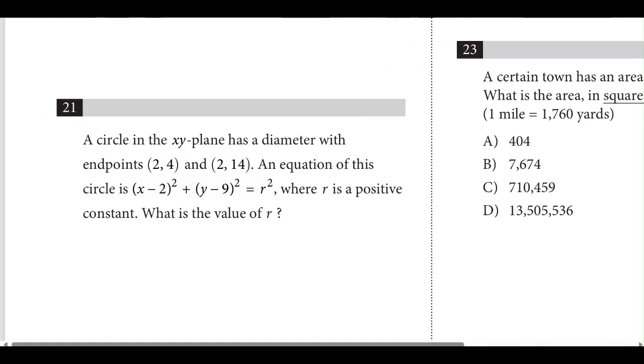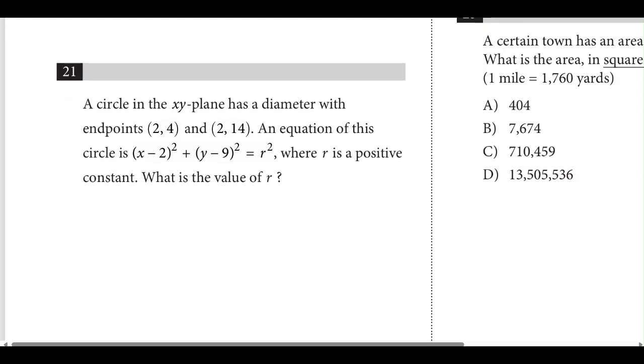A circle in the xy plane has the diameter with endpoints as shown. So 2 comma 4 would be somewhere here, 2 comma 14 somewhere here. So this is our circle, looking like an ellipse. Now better. An equation of this circle is this.